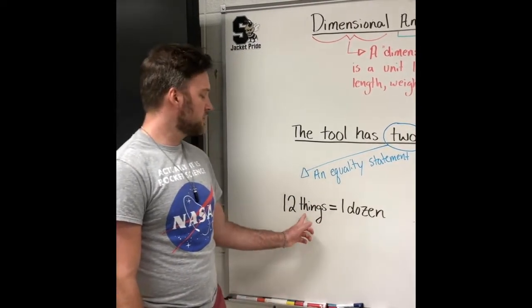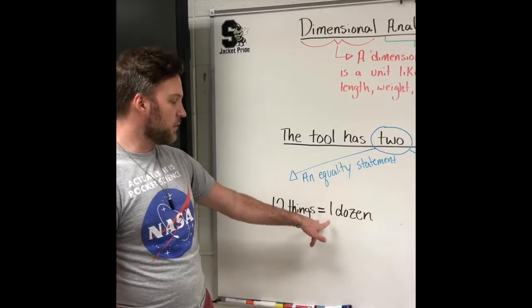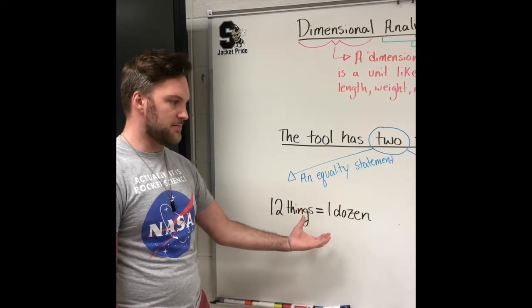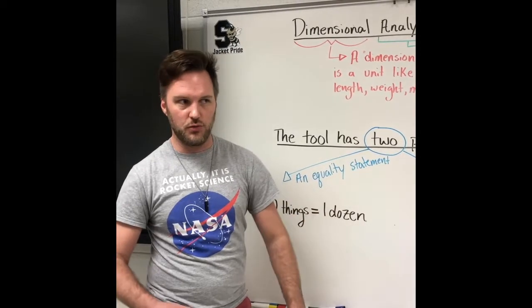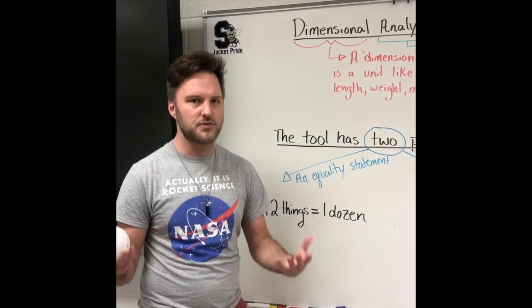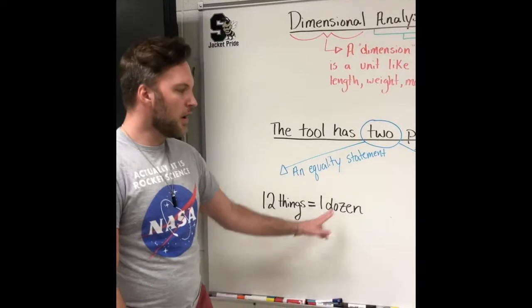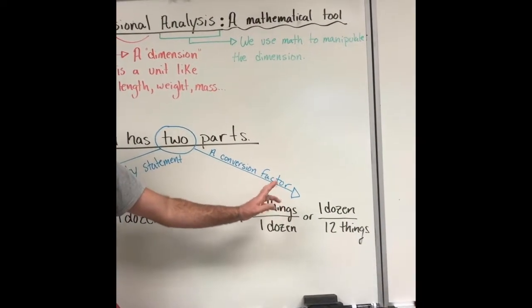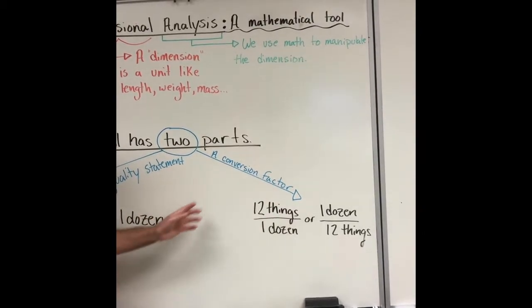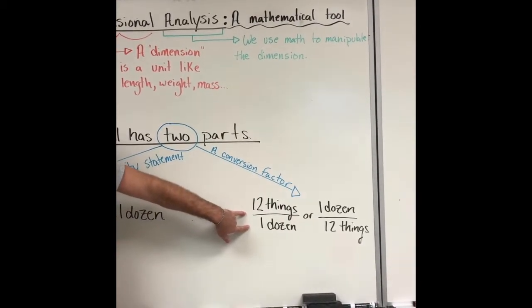Once we have 2 units related by an equivalency, a true statement, if someone said, do you want 12 pencils or do you want a dozen pencils? It doesn't matter, those are equivalent things. We can make a conversion factor with this. A conversion factor takes our equality statement and turns it into a simple fraction.